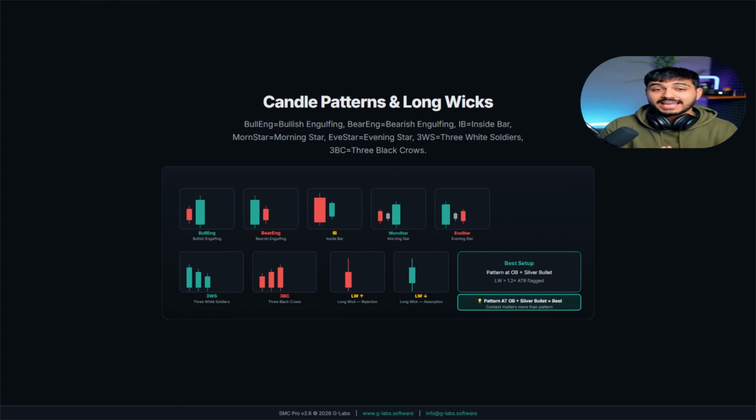The indicator detects candle patterns automatically. Bullish and bearish engulfing, inside bar, morning star, evening star, 3 white soldiers, 3 black crows. Long wicks over 1.2 times ATR are flagged. Upper wicks mean rejection from above, lower wicks mean rejection from below. Patterns at an order block during silver bullet are textbook entries.